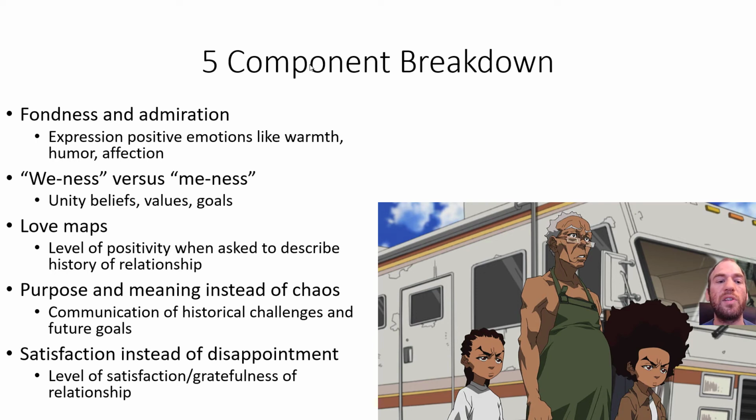Now let's talk about those 5 key components of positive and negative interactions within relationships. The first being fondness and admiration, so positive emotions like warmth. We-ness versus me-ness, which are unity of beliefs, values and goals. Love maps, level of positivity when asked to describe a history of relationships. Purpose and meaning instead of chaos, communication of historical challenges and future goals. And satisfaction instead of disappointment, level of satisfaction and gratefulness in the relationship.